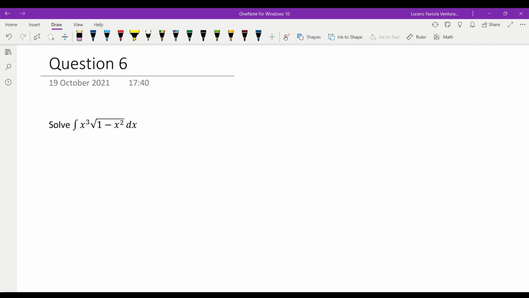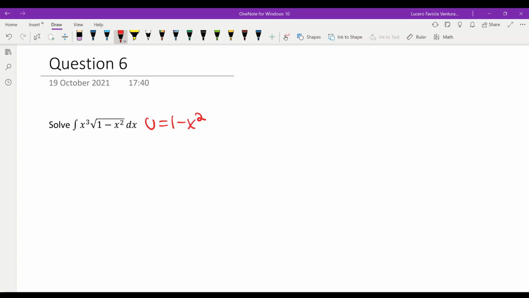Hello, this is Exam 1, Question 6. Question 6 asks us to solve the integral of x cubed times the square root of 1 minus x squared. So to start off, we'll do a u substitution equal to 1 minus x squared.